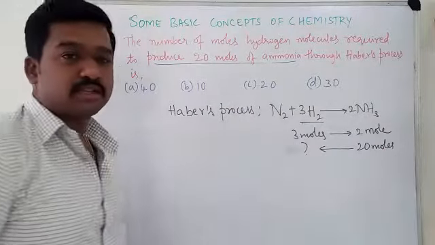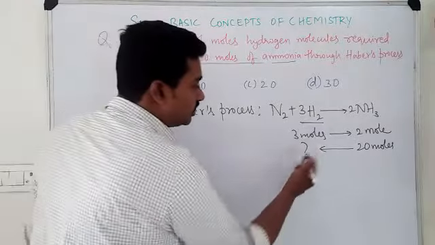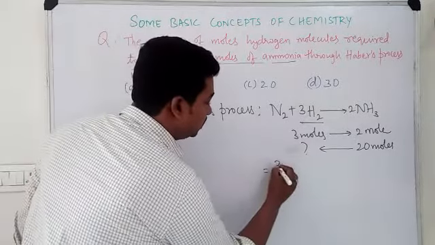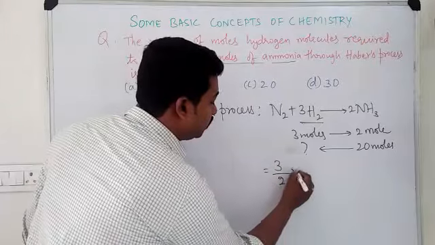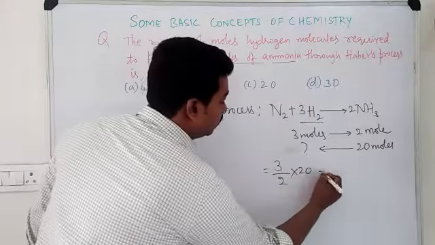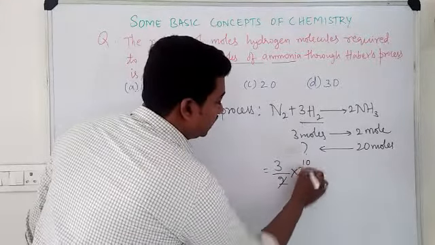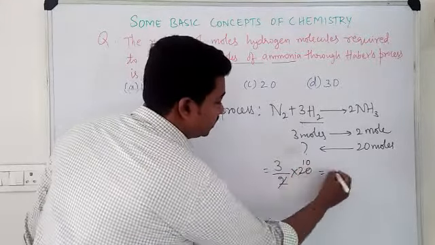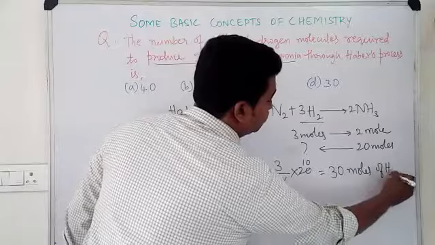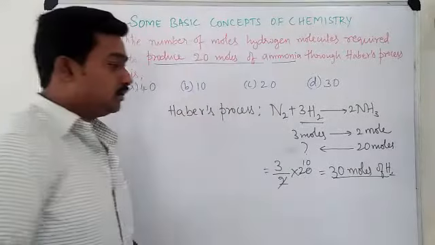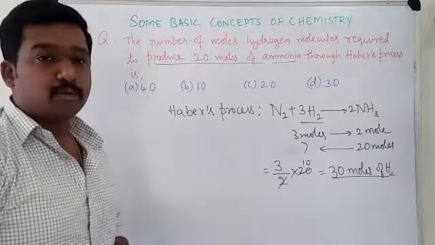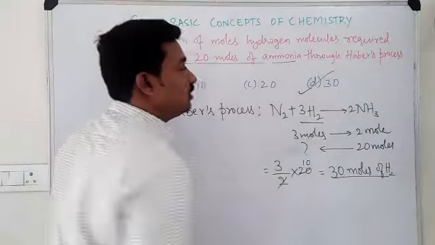So just by observation we can clearly say it is 30 moles. Otherwise do the calculation. It will be 3 by 2 into 20, which is equal to 10 times 3, 30 moles. So 30 moles of H2 are required to obtain 20 moles of ammonia. Answer is option D.